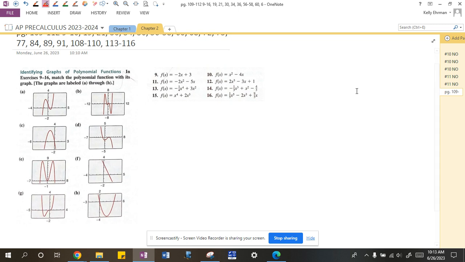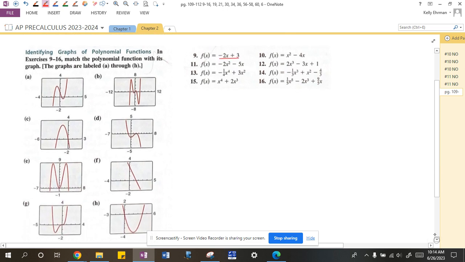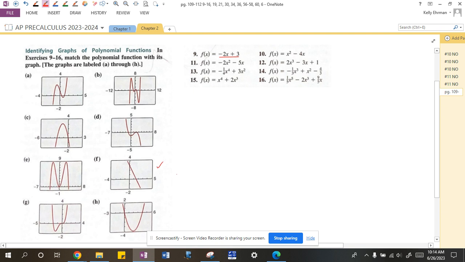Right, so the first section of tonight's homework is just a matching section, which is pretty common on an AP test. You're given an equation and then you have to pick the correct multiple choice graph to go along with it. So if we just get started going through these, I'm noticing that number 9 is the only linear function and there's only one graph that's linear. So number 9 has to be F. It's got a negative slope, so that checks out.